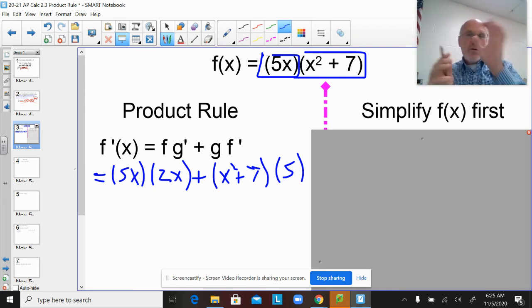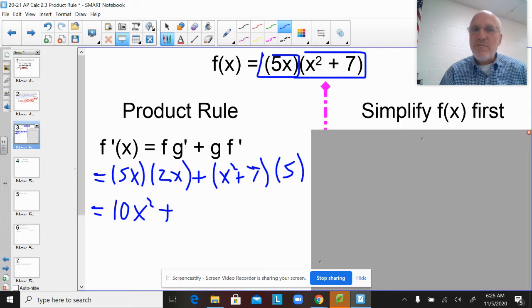Now, depending on what your first and second are, oftentimes this derivative is simplifiable, and you can make it look a little cleaner. In this case, I will just multiply this out. In standard form, it's just a polynomial. 5x times 2x is 10x squared.